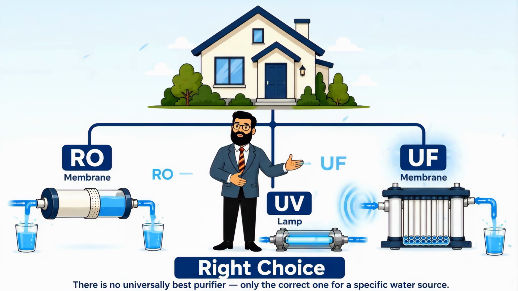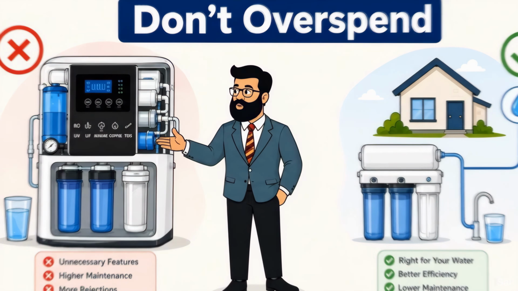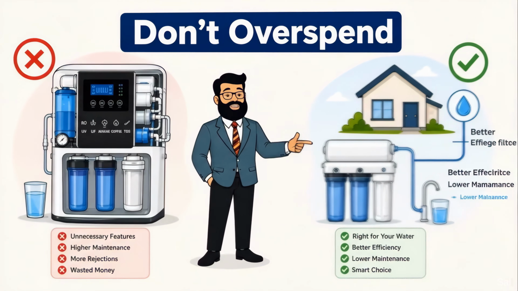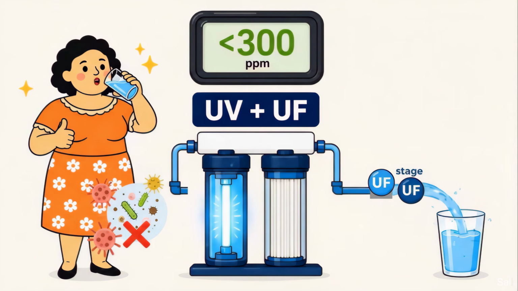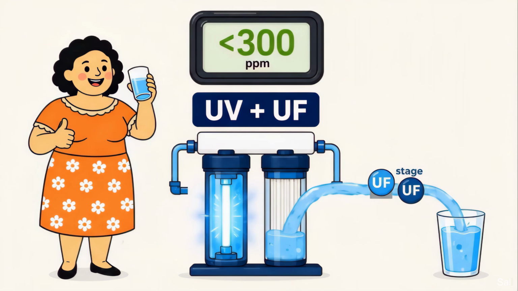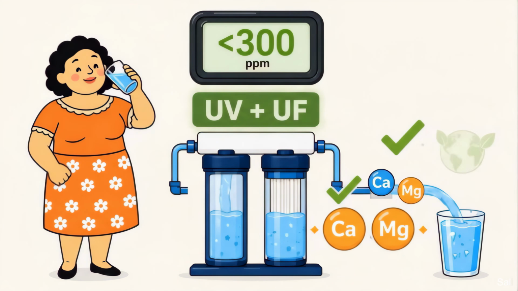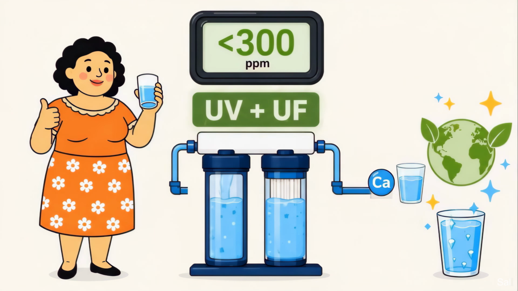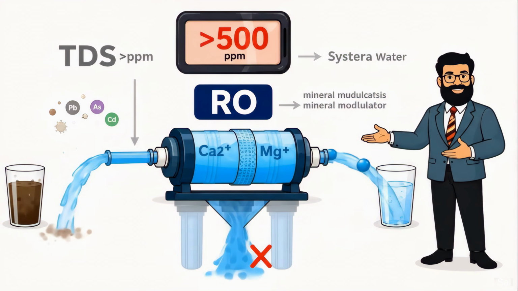There is only the right purifier for your specific water type. Do not let clever marketing convince you to buy a complex, expensive machine that your home does not actually require. Start by testing your water's TDS. If it is low, protect yourself from microbes with a combination of UV and UF, keeping your water natural, tasty, and eco-friendly. If your TDS is high, invest in a reliable RO system.